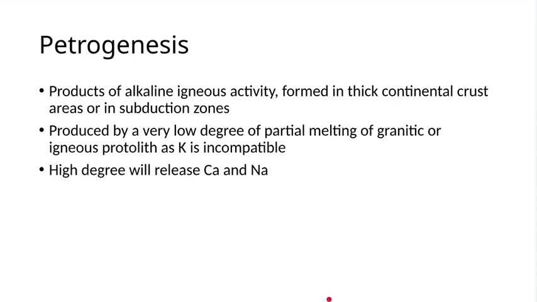Petrogenesis we have already studied. Syenites are products of alkaline igneous activity formed in thick continental crust areas and subduction zones, produced by a very low degree of partial melting of granitic or igneous protolith, as potassium is incompatible. A high degree of partial melting will release calcium and sodium, and a plagioclase-rich rock will be formed. So this is syenite.